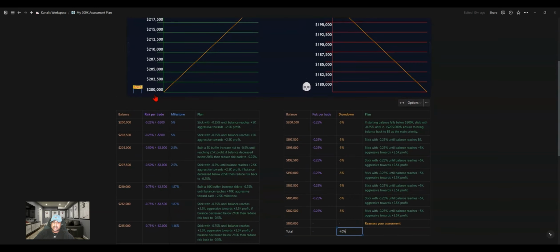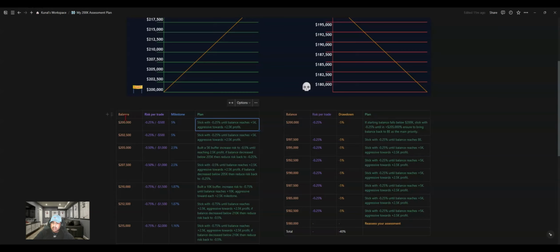What we can see over here is the starting balance is 200,000. We're going to trade with minus 0.25% risk, which is equivalent to minus $500, because this is a dollar account. Each 5% milestone of 0.25% will then take me to the next level. Call it level 2. Maybe I should have put levels in there. At that point, we'll still be trading with 0.25 until we build a 5k buffer. So between here and here, I'll be more aggressive as we reach 2.5k profit.